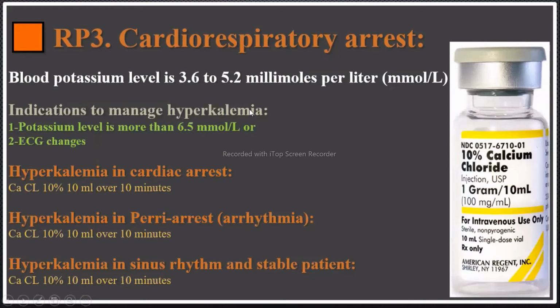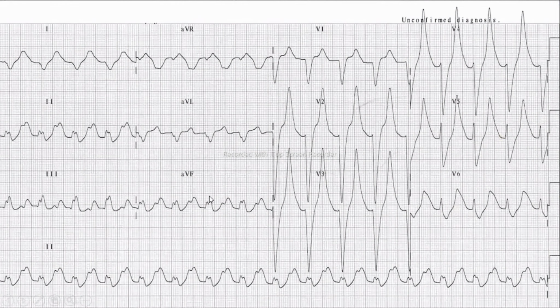Okay, what about hyperkalemia? When to manage? If the potassium level is more than 6.5 and there are ECG changes. Whether cardiac arrest, peri-arrest, or sinus rhythm, you will give calcium chloride 10%, 10 ml, over 10 minutes. Okay, so here it is 1 gram. So if you find the option in the exam, 10% calcium chloride is the same as 1 gram calcium chloride. So you have to be familiar with this formulation.